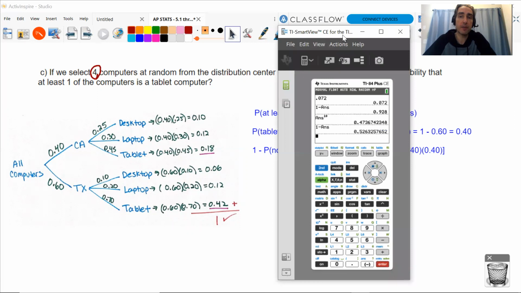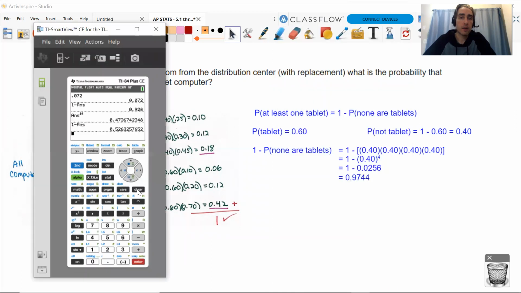So the likelihood that at least one of the computers is a tablet is 97.44%. Again, here's the math behind it. You have 0.6 of the computers being tablets, so 1 minus 0.6. We're selecting 4 of them, so raise that to the 4th power. That's the probability of none of them being tablets. So subtract that from 1. That's the probability of at least one of them being a tablet.